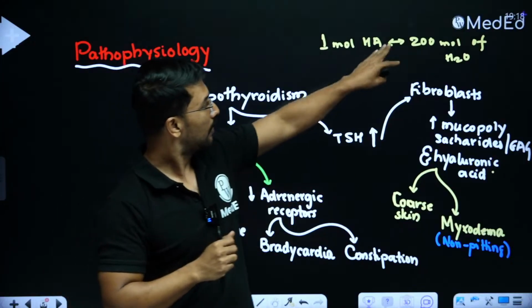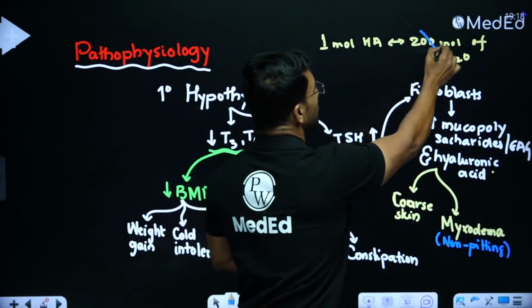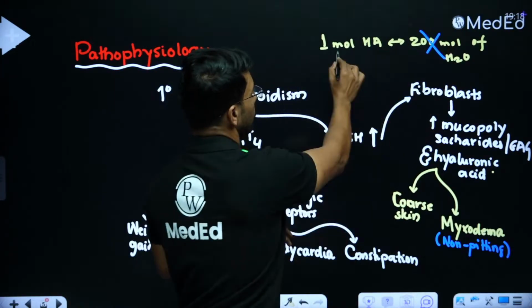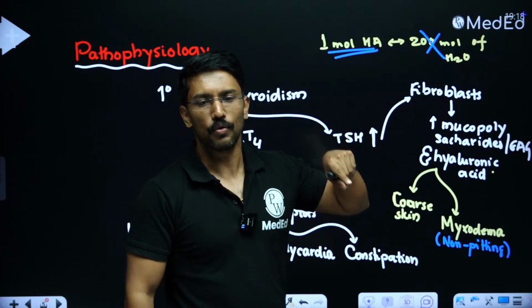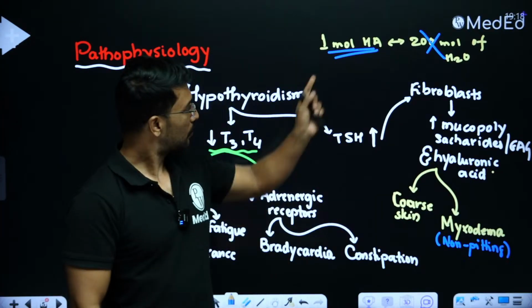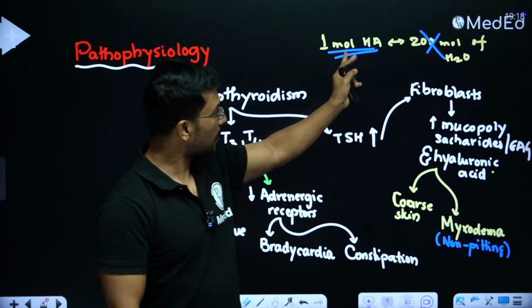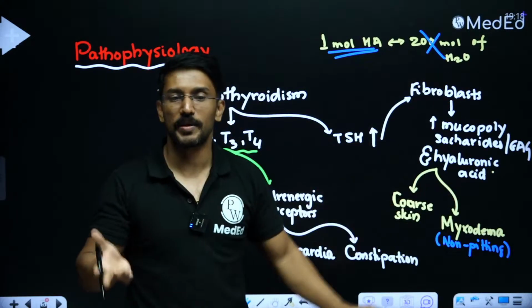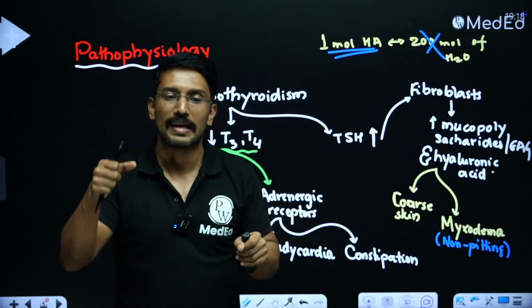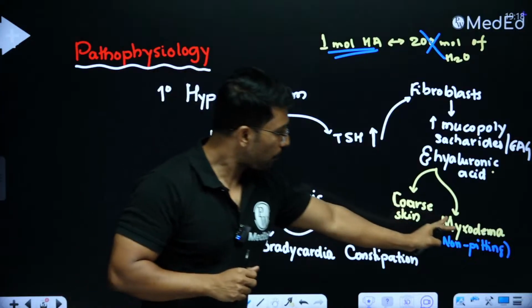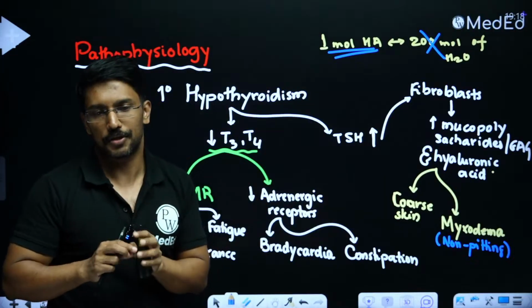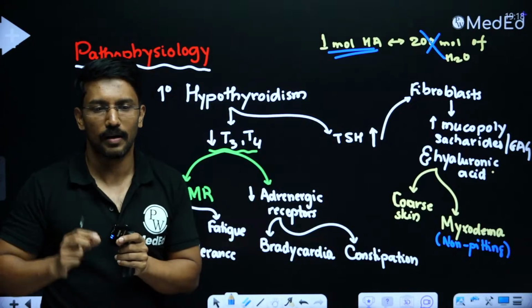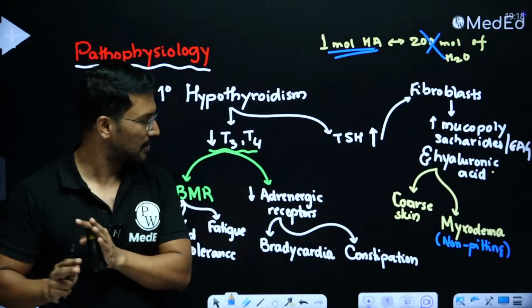But here, this water cannot be displaced because it is bound to hyaluronic acid, and hyaluronic acid is bound to tissues. So hyaluronic acid cannot be displaced, so water that is bound to hyaluronic acid also cannot be displaced. So that's why we will not be able to create a pit. This is more common in the pretibial region, so we can also call it a pretibial myxedema or shin myxedema.